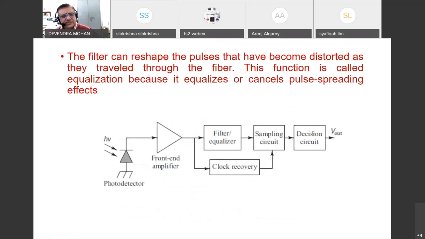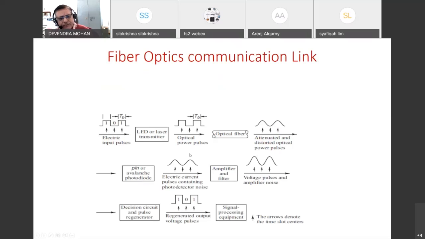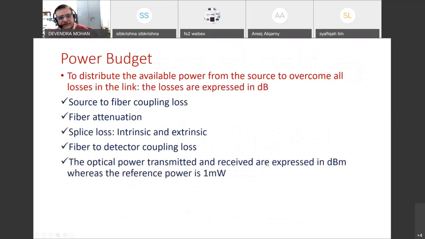Now this slide shows the circuit after the photodetector. There are filters: low pass filter, high pass filter, band pass filter, in order to make corrections in the distorted pulses or waves. An important concept in this is that we need to look into the power budget, what power we are launching and what we are getting. So there is a loss of power at different stages.